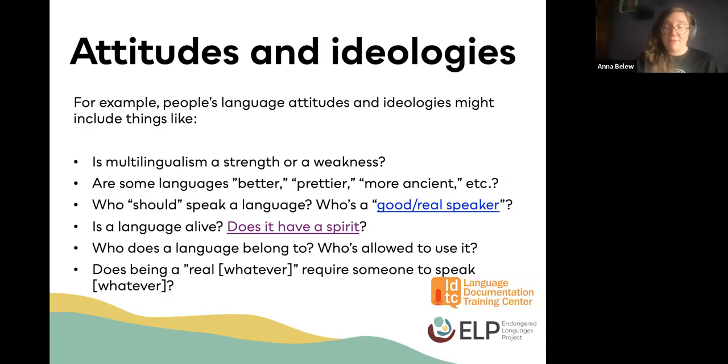So I heard this a lot in IASA country, being a real IASA person requires you to speak IASA, right? If you don't speak IASA, then your identity as an IASA person might be in question.